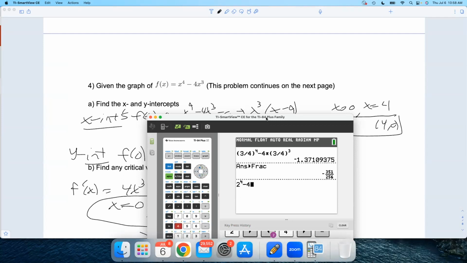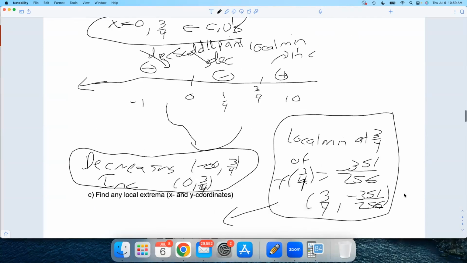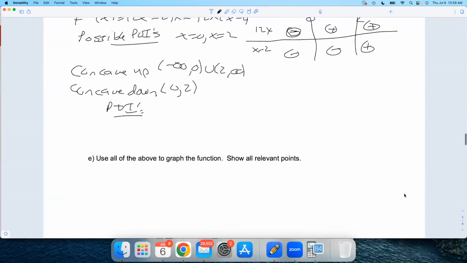Minus 4 times 2 to the 3rd, which is 8, gives negative 16. Plugging in 0, I get 0. I already knew that. That's my x and y intercept. And 2, negative 16. So the points are 0, 0 and 2, negative 16. All right.